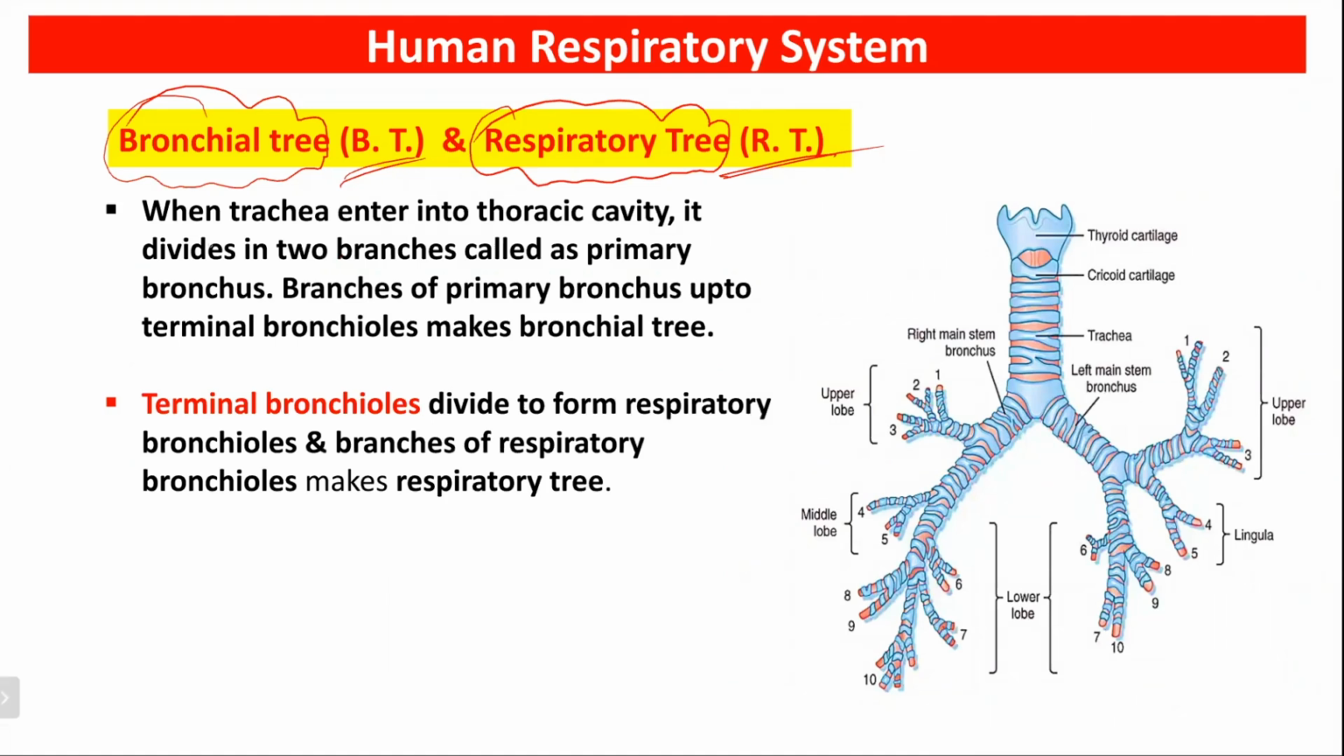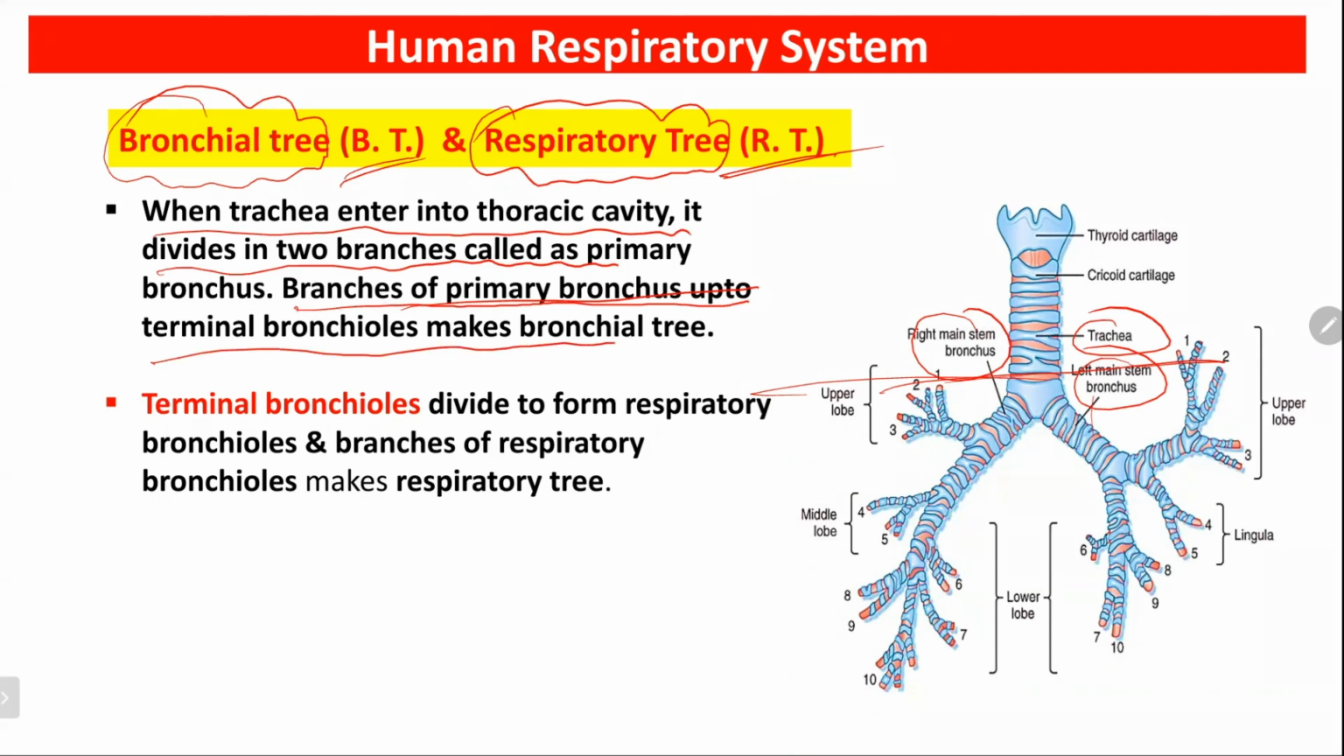So what exactly is the bronchial tree and how does it differ from the respiratory tree? Let me explain. When trachea enters the thoracic cavity, you see this is the trachea, entering the thoracic cavity. When trachea enters the thoracic cavity, it divides into two branches, and these two branches are called the primary bronchi. Branches of the primary bronchus up to terminal bronchioles make the bronchial tree.